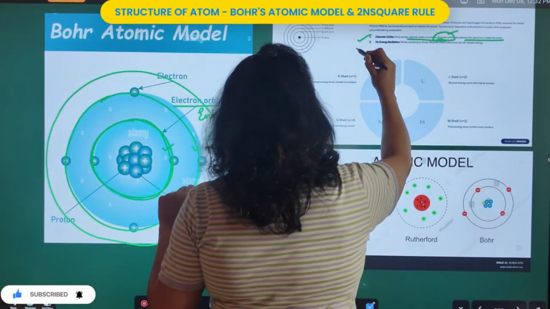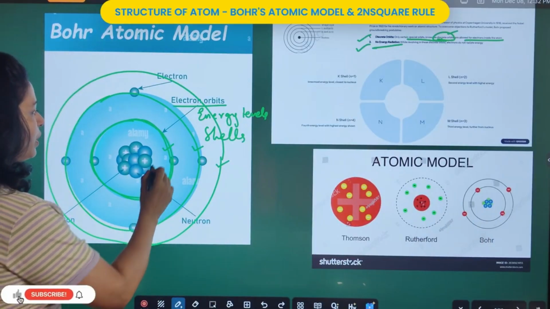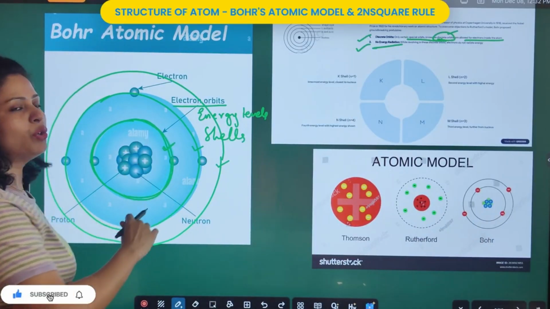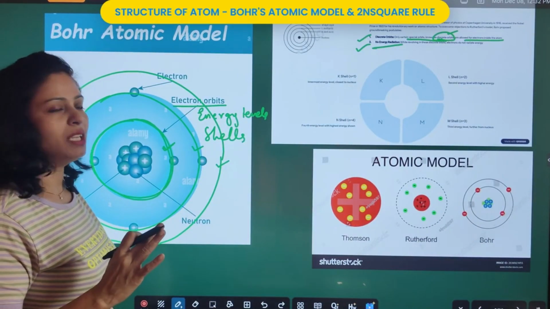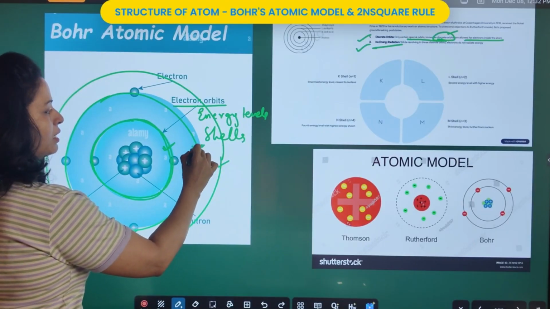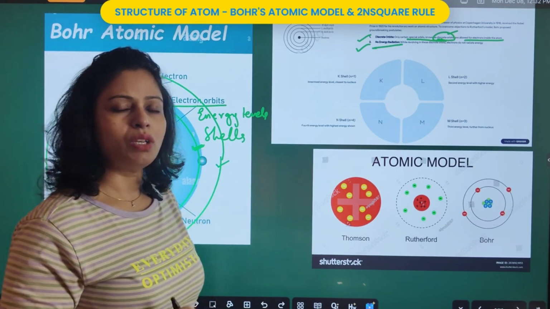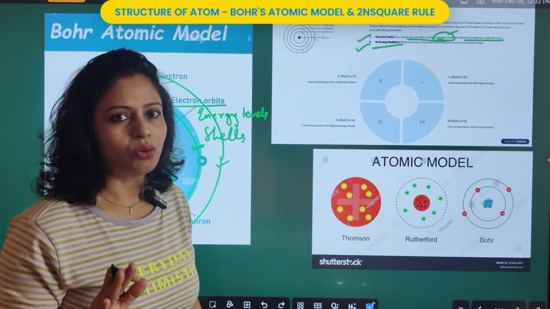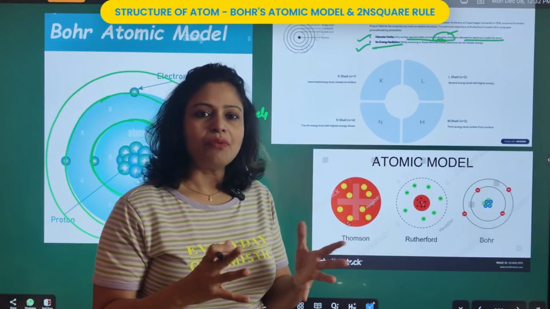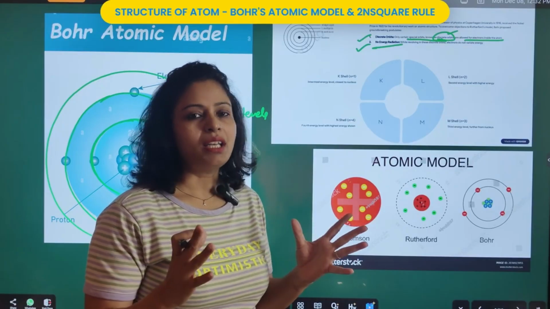And the second thing is, he said no energy radiation. So when the electron is in its discrete orbit, it's not going to lose any energy, it's not going to radiate any energy. Similarly, if the electrons are in the second shell, in the second level, there also electrons will be revolving in that shell only, without radiating any energy. That explains that when the electrons are moving in discrete orbits, they are not radiating any energy.